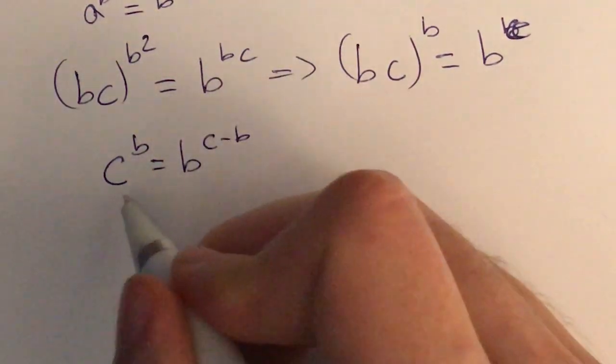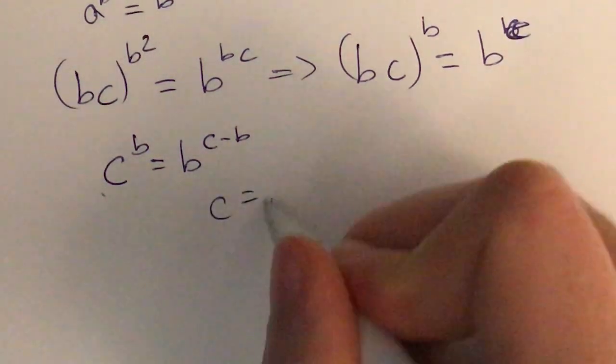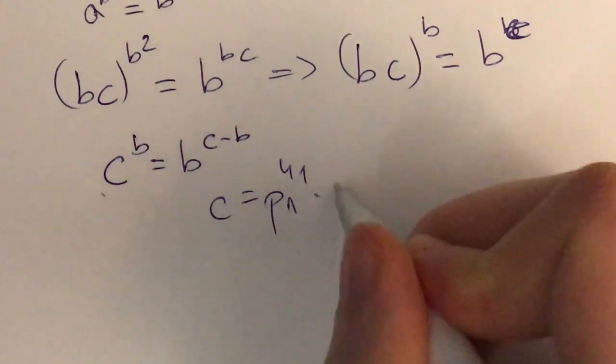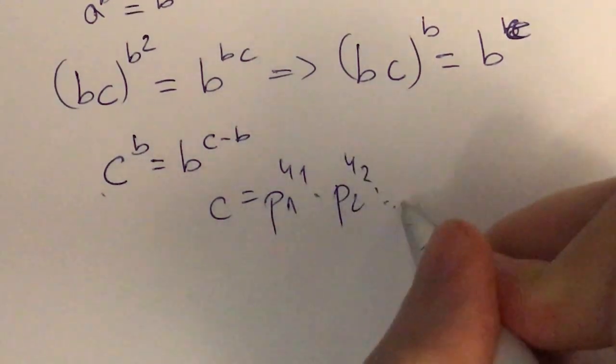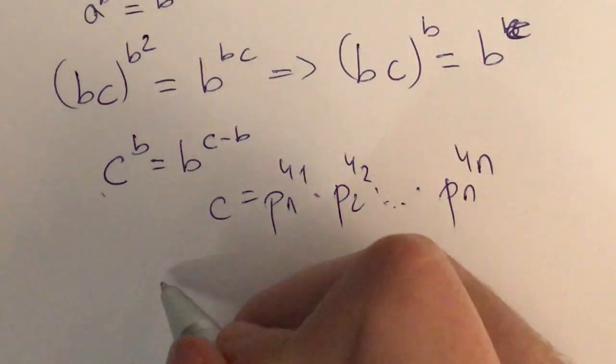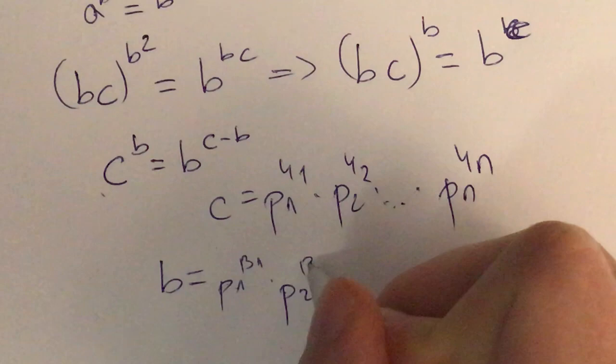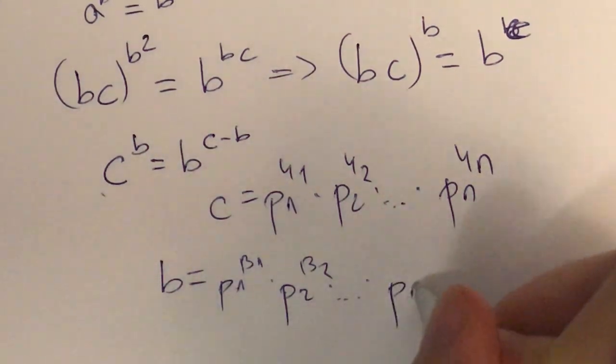Let's just look at the exponents. c and b must have the same prime factors, so let c be equal to p1 to the gamma 1 times p2 to the power of gamma 2 times all the way till pn to the gamma n. And now we know that b is equal to p1 to the beta 1 times p2 to the beta 2 and so on till pn to the beta n.